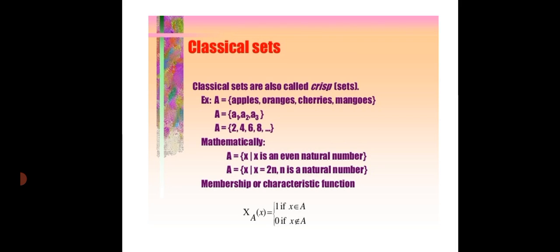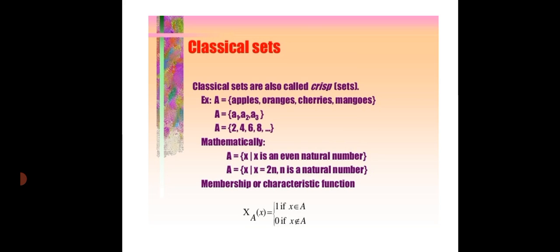So first, classical set. A classical set is nothing but a crisp set. The normal set we are defining, right? Set of all fruits, the first example. Before entering into the definition, my style is giving the example. So set of all fruits as an example, set of all elements in the format a1, a2, a3, and set of all even numbers 2, 4, 6, 8, etc.